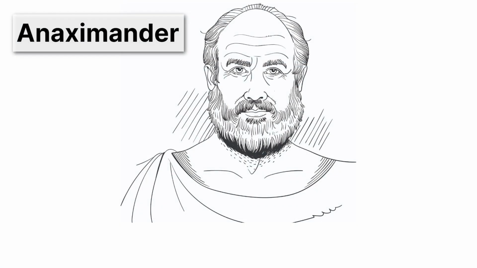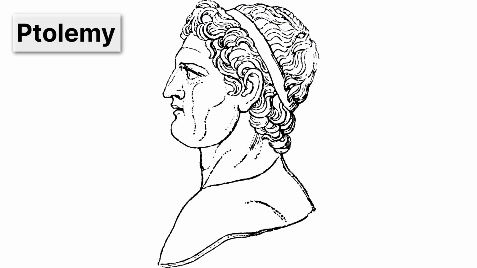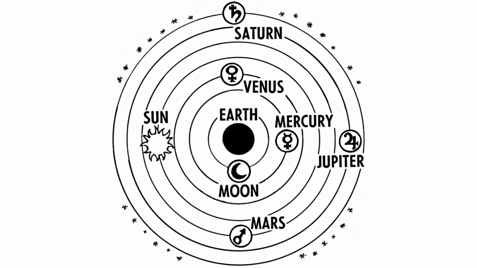We'll start with the Greek philosopher Anaximander. In 560 BC, he proposed a model of the solar system with the Earth at the middle. But Ptolemy came along and made that model very accurate. He developed a geocentric model that predicted the position of the planets really well. Here's what the geocentric model looked like.